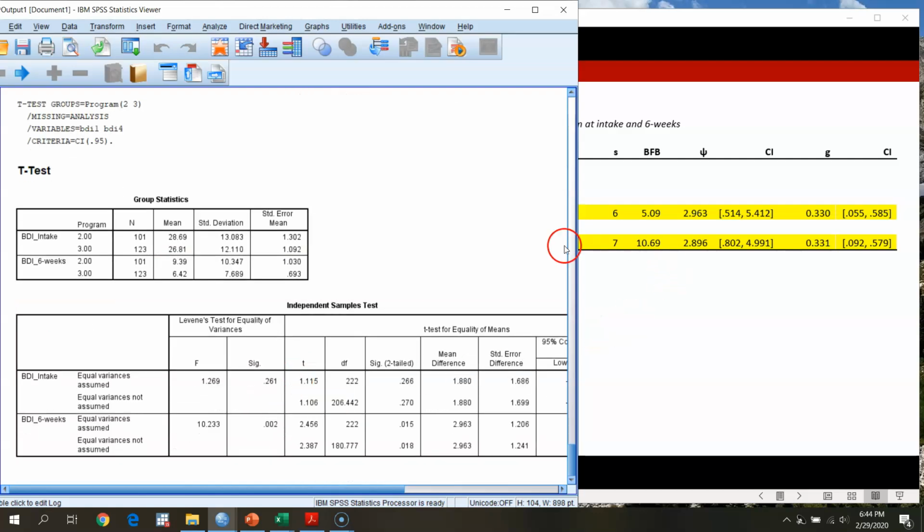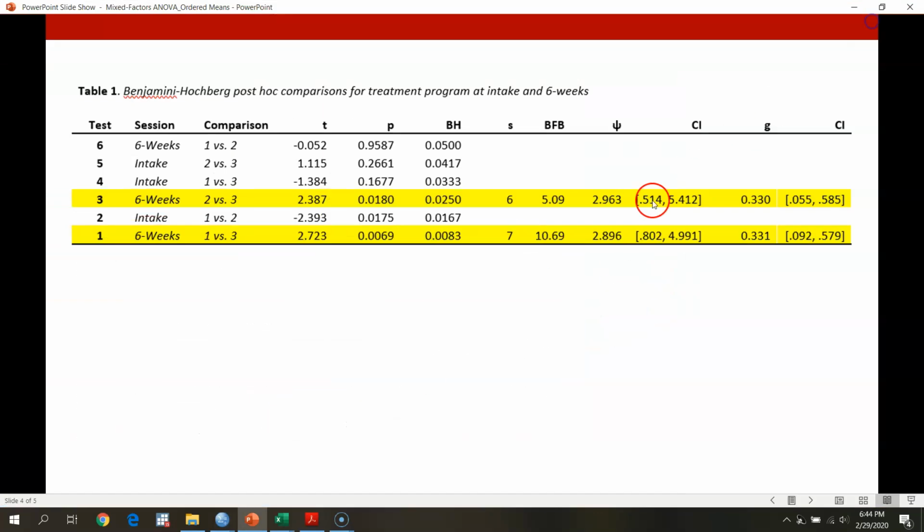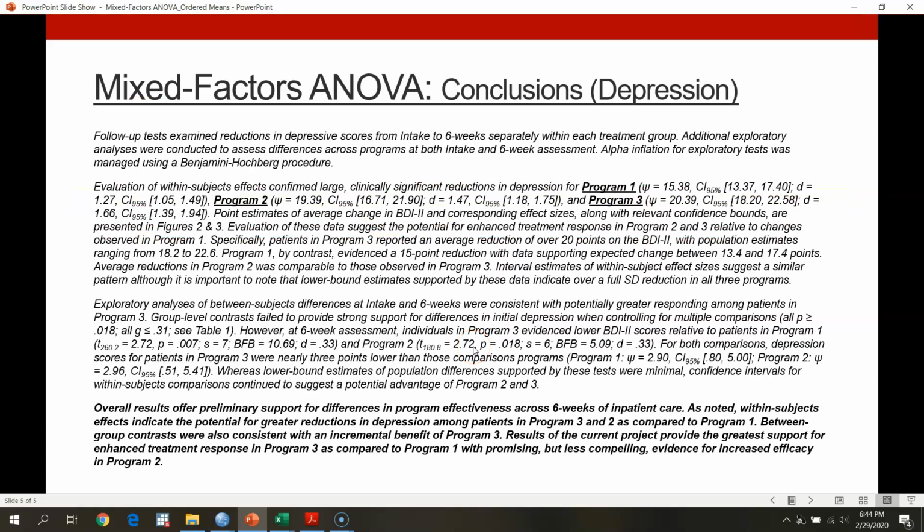So if we were to tie all this together, we went through and ran some within subjects contrasts and between subjects contrasts. If we were to write this up for class, and again, these are in your lecture slides, this is how we might put some of this together, right? We're saying that we're seeing large clinically significant reductions for all 3 programs, 1, 2, and 3. We're looking at some potential advantage for enhanced treatment response in program 2 and 3 relative to changes in program 1.